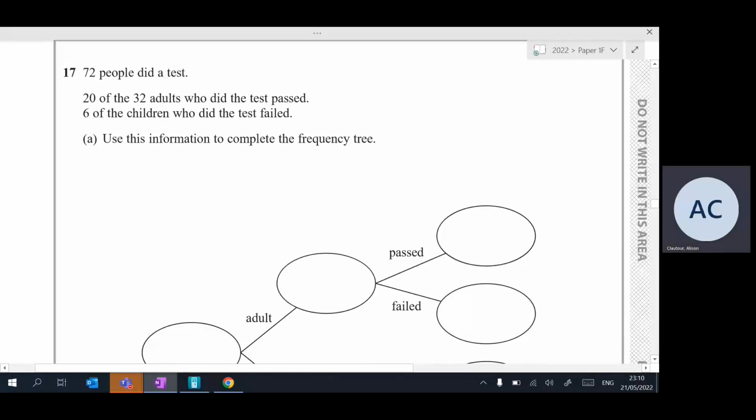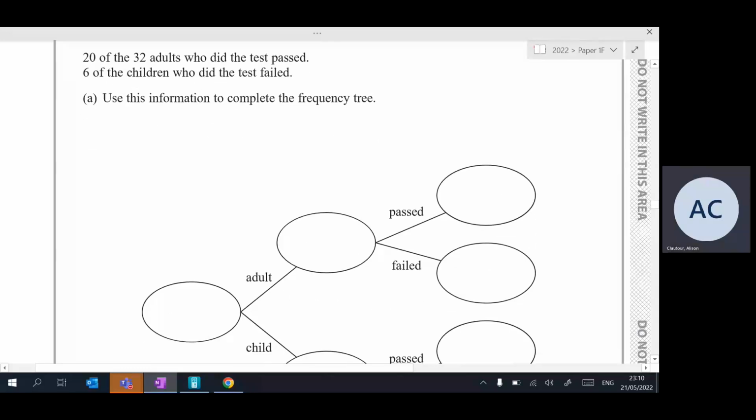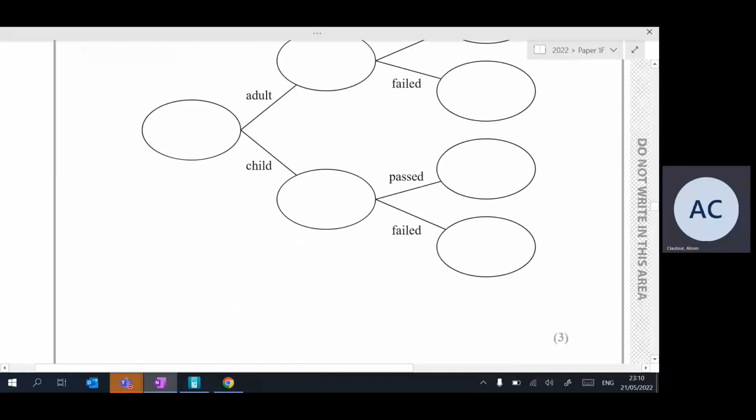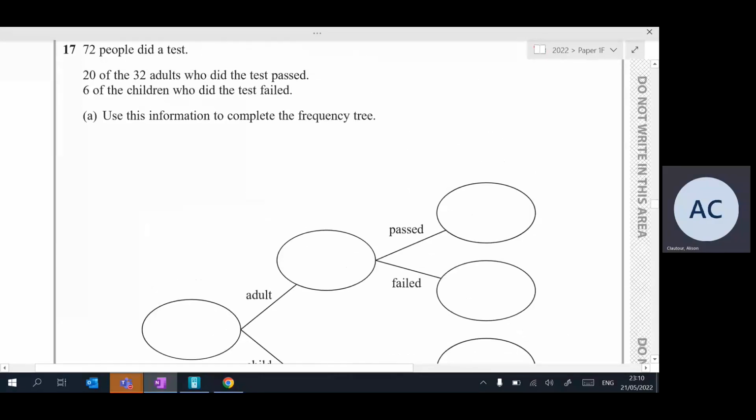So we've got 72 people in question 17 doing a test. 20 of the 32 adults who did the test passed. 6 of the children who did the test failed. And we want to use the information to complete the frequency tree. Okay, so first of all, we want to divide up our 72 people into children and adults. So we've got 72 people to start with. We know there's 32 adults and 20 of those passed.